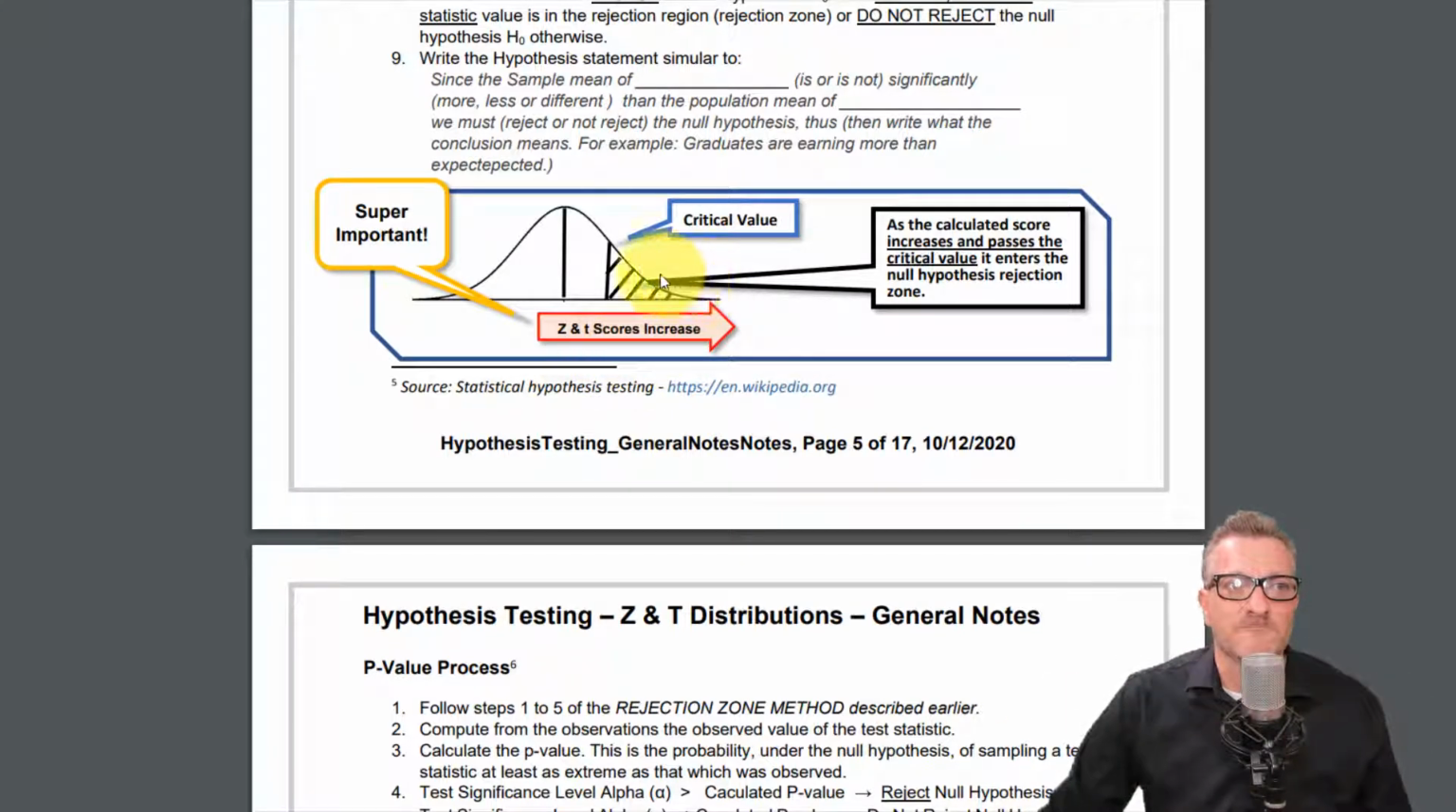Okay. And then if we've laid out our critical value, we know where that is. And then if the z-score or t-score passes that critical value and is higher, then it's in the rejection zone, and we reject.